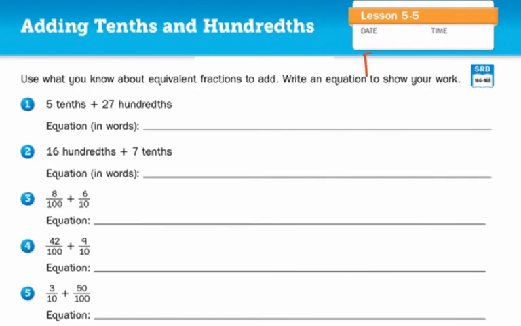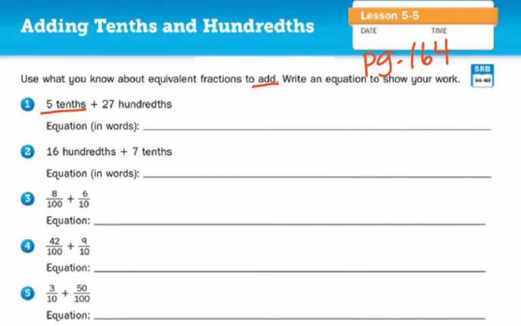We're going to move on into our journal, and we're going to move to journal page 164. At the top it says adding tenths and hundredths. Use what you know about equivalent fractions to add. Write an equation to show your work. So right now I'm going to change 5/10 to hundredths when I write this in words.